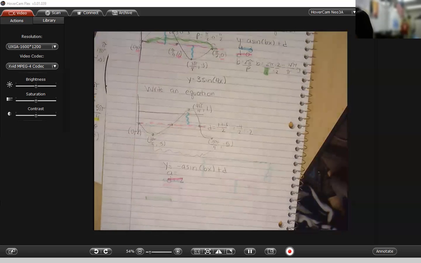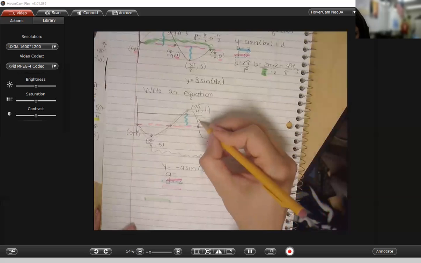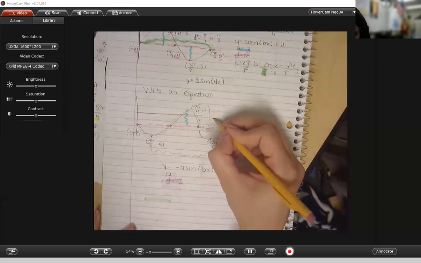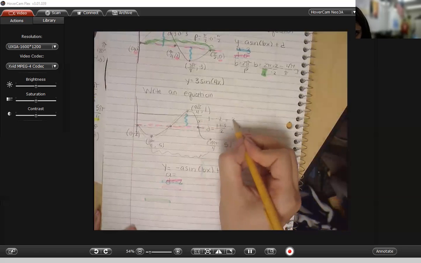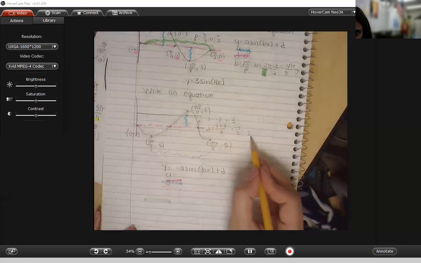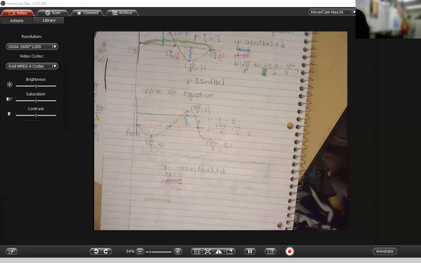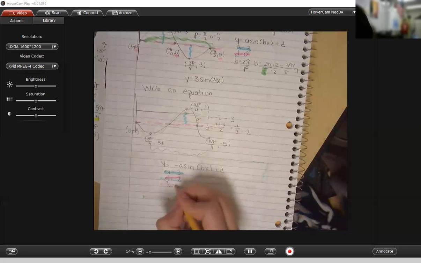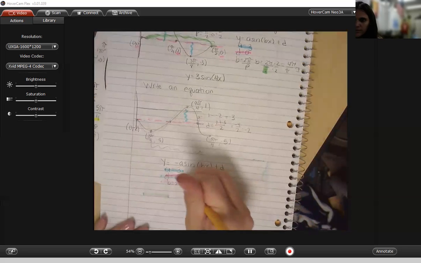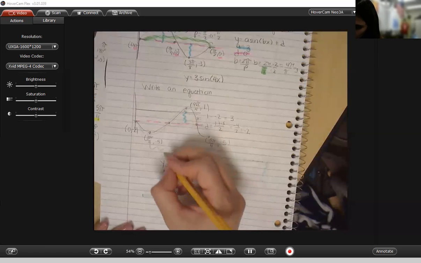And my A value is going to be the difference between 1 and -2. So my A is going to be 1 minus -2, which is 1 plus 2, which is 3. And that's the same distance between -2 and -5, which is 3. So my A value is 3. Now my B value. My B will be equal to 2 pi over the period.